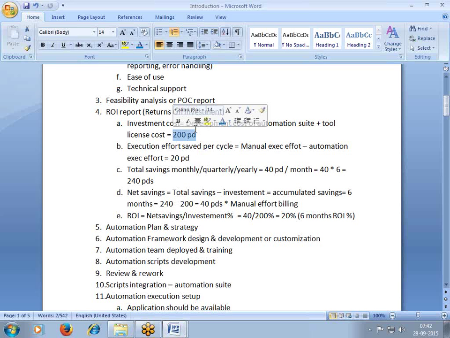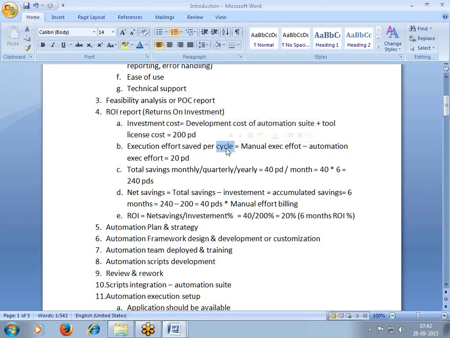It will give total dollars. Understand? But now I am using percentage here to make the calculations simple. Are you clear? Are you following me, Govin? Yes, sir. Okay. And the next one, execution effort saved per cycle.